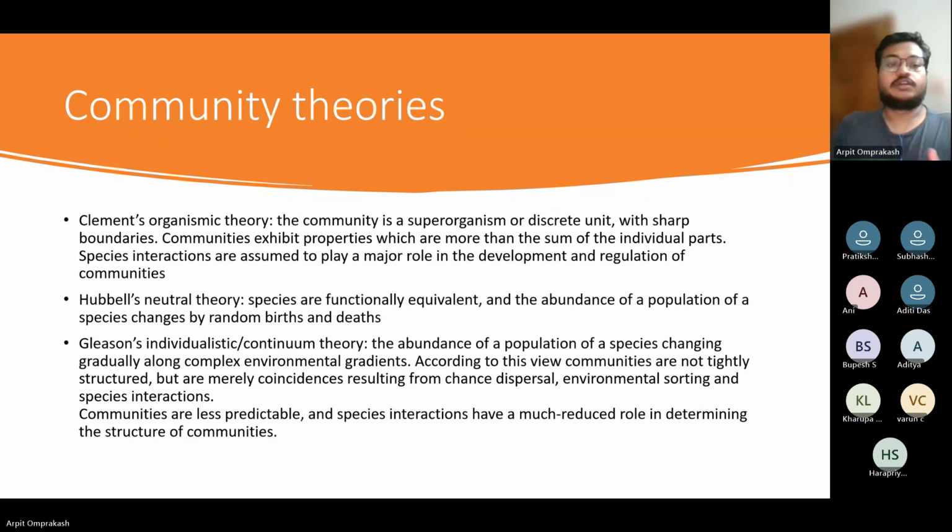The other theory, put forward by Hubbell, was the neutral theory, where he says that all species are functionally equivalent, and the abundance of a population of a species changes by random births or deaths. So he's saying everything is neutral. The interactions don't matter that much. All species are functionally equivalent, and it is due to random chance that we are seeing a given community in one place and another community in another place. Okay.